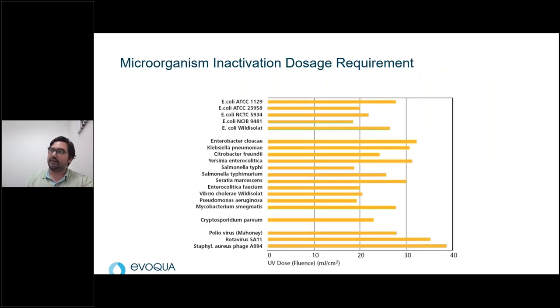This is an example of all the microorganisms and the dosage requirement. So if you are selecting a UV, you have to make sure that your UV is producing enough dosage at a limited flow to neutralize these microorganisms.